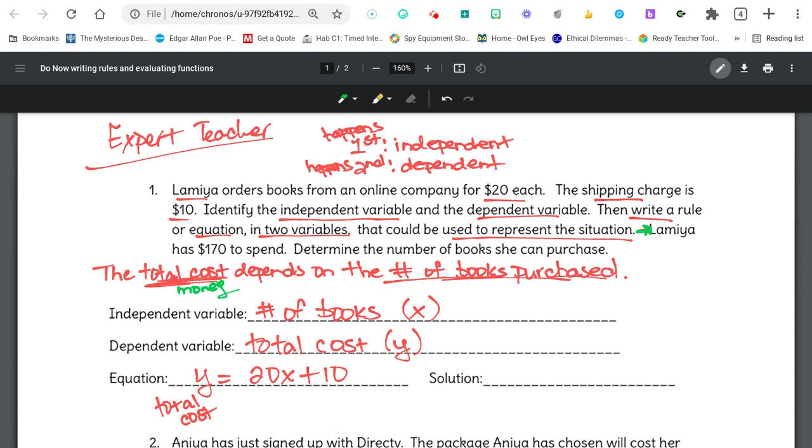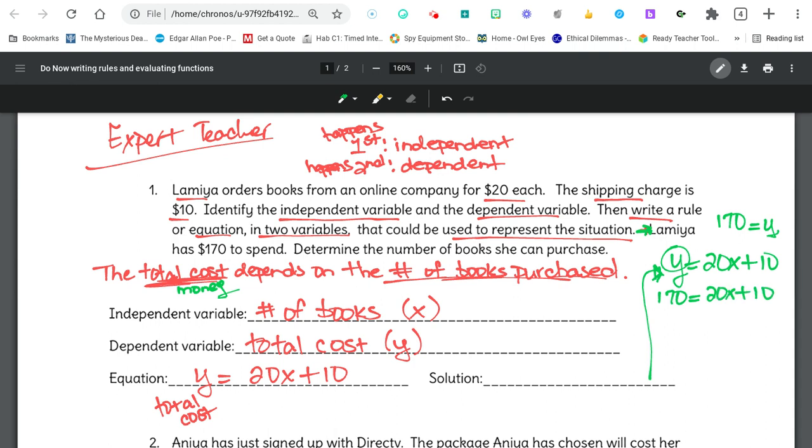So when you get ready to solve, you're just going to write this down, and you either got to plug in for an X or a Y. So I got to determine it's 170. Is it Y or is it X? Well, X is the number of books. Well, she doesn't have 170 books. She's got $170, so the cost is going to be $170. So if she is willing to spend 170, you replace Y with 170. If she's willing to spend 170, how many books can she get?